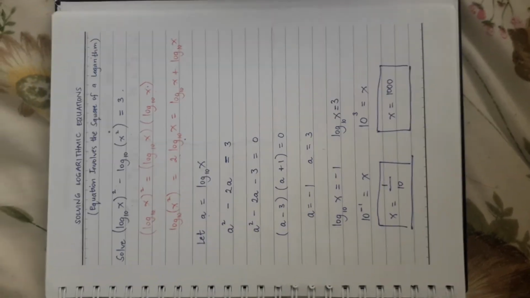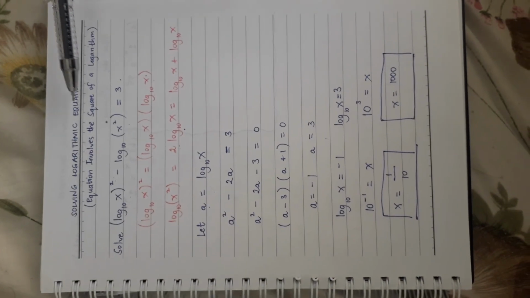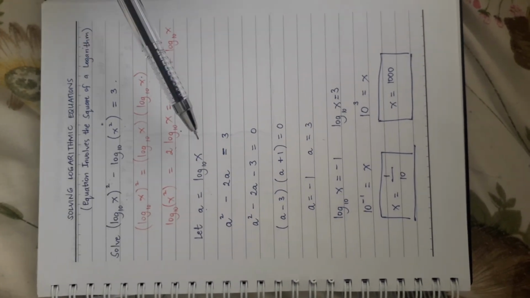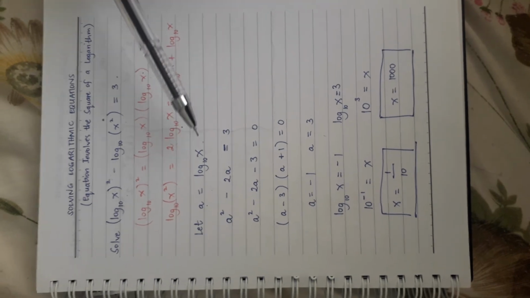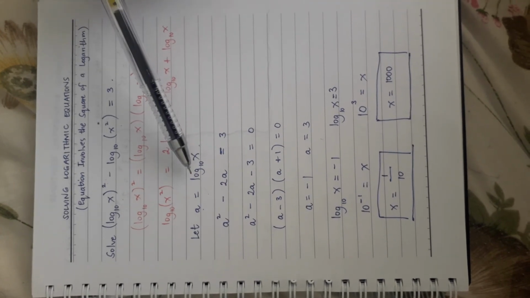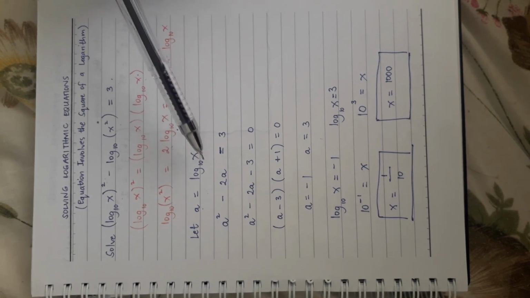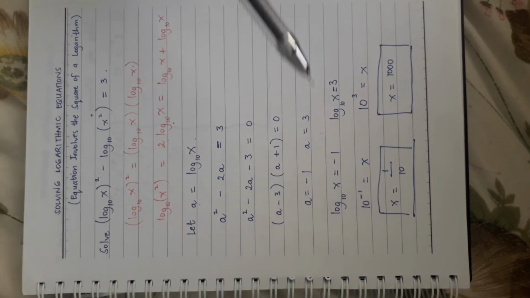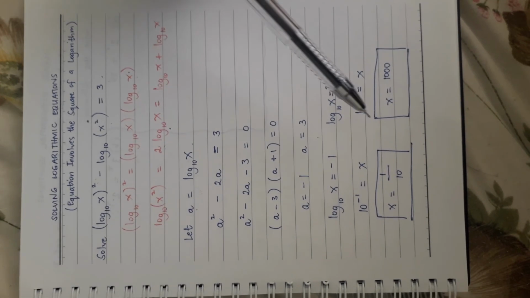So, how did we solve this logarithmic equation again that involves the square of a logarithm? By substitution. We substituted a for the logarithm of x to the base 10. We got a quadratic equation in terms of a. We solve for a, then we solve for x.